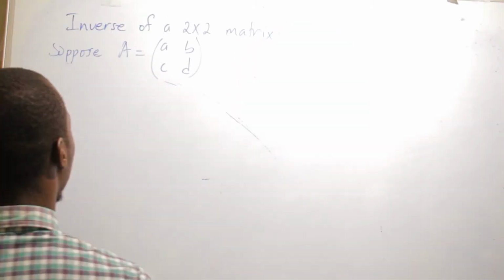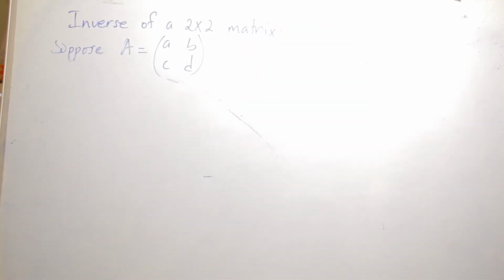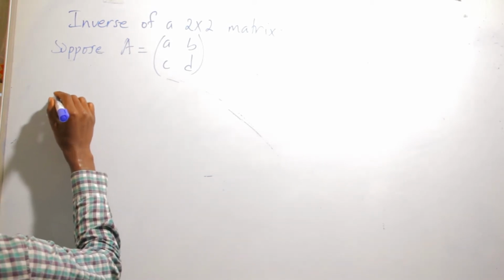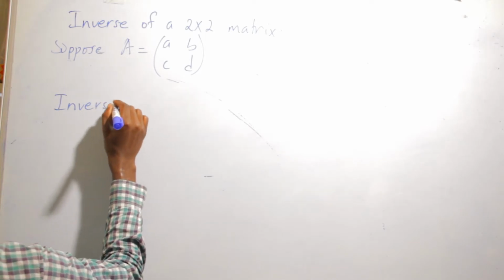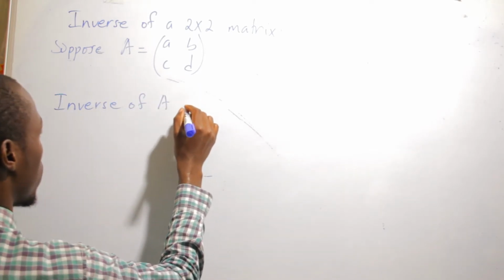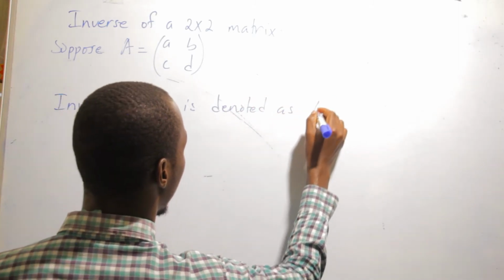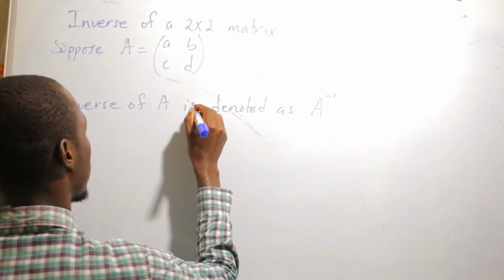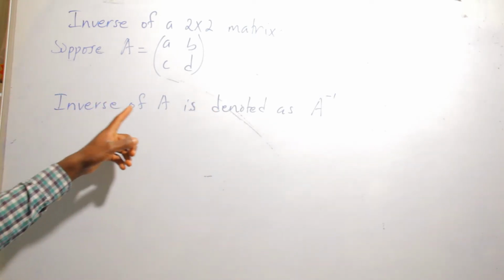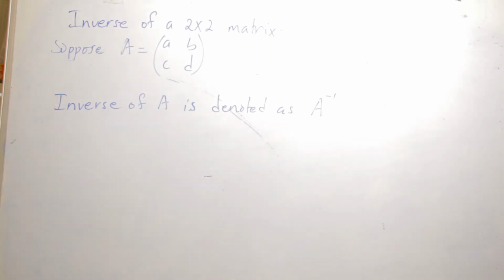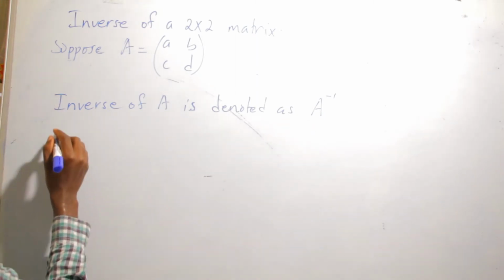My name is Kasule Moses, and in lesson 9 of matrices today we are going to talk about the inverse of a 2 by 2 matrix. Suppose I have my matrix A as a, b, c, d. The inverse of A is denoted like that. If I don't write the word inverse of A, we can write that to mean the inverse of A.